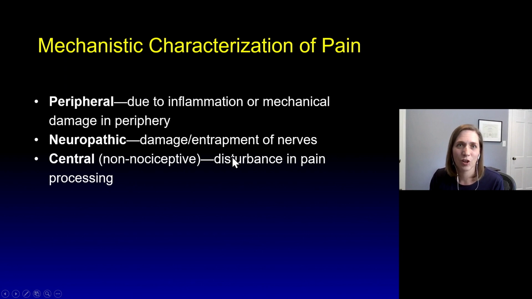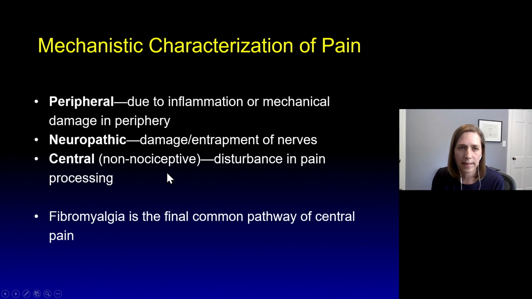Fibromyalgia. So I like to think about different types of pain. So you can think about mechanisms of pain. You can have peripheral pain due to inflammation, mechanical damage, those things we talked about in each individual location. You can have neuropathic pain caused by damage or entrapment of nerves, like the carpal tunnel syndrome, tarsal tunnel syndrome I mentioned. But then there's this central pain, which is non-nociceptive, so not necessarily related to injury to a nerve or to a structure, but it's a disturbance in pain processing. And so fibromyalgia is really the final common pathway of central pain.